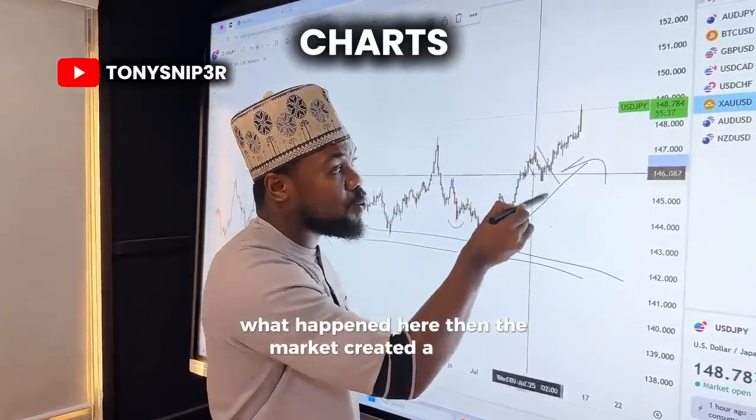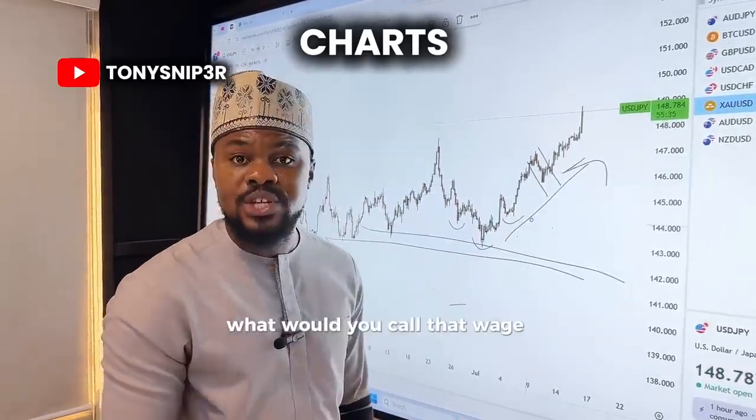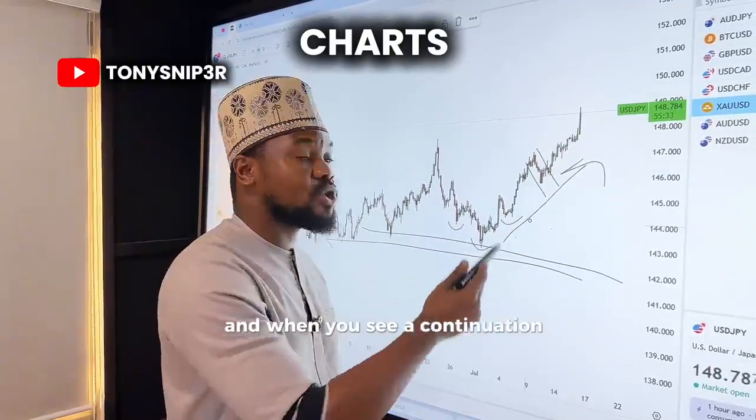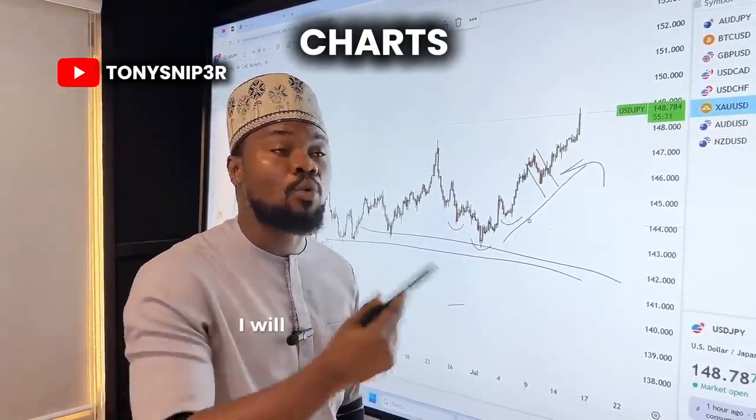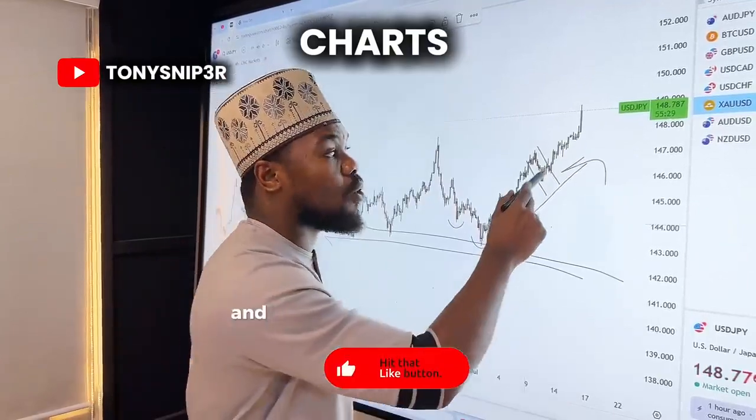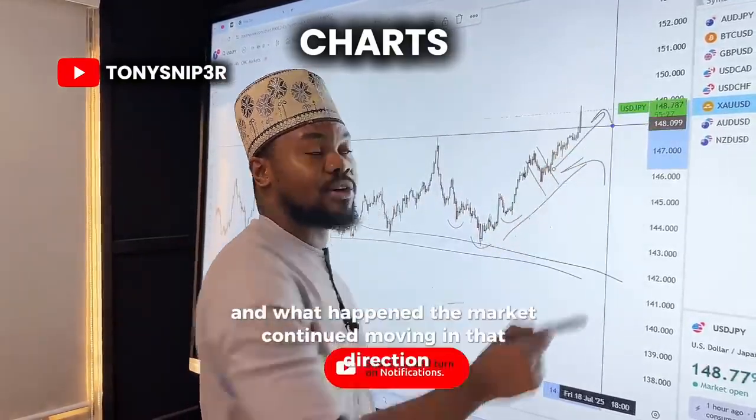And now that this market is trending and pushing to the upside, what happened here? Then the market created a wedge. What would you call that wedge? A continuation pattern. And when you see a continuation pattern, what is the market telling you? It will continue to move in that direction. And what happened? The market continued moving in that direction.